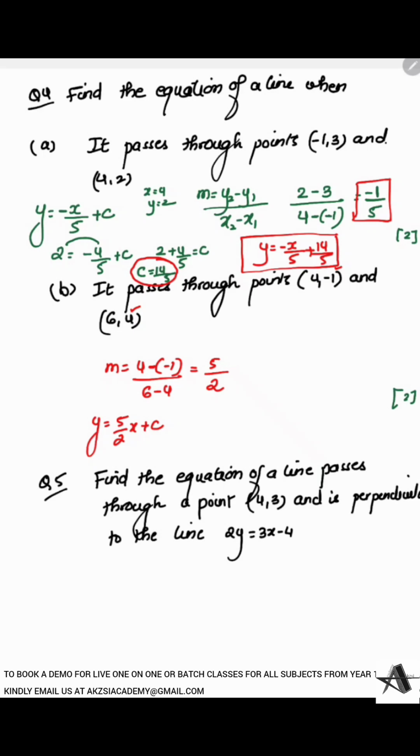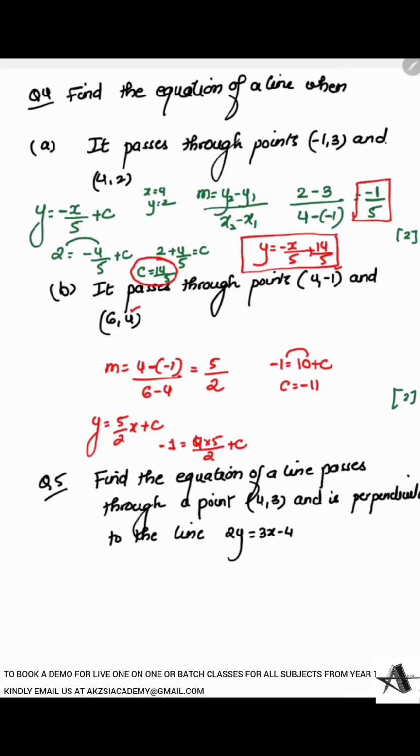Now just substitute any value in this equation to get the value of c. Any point, either (4, -1) or (6, 4). I am picking (4, -1). So y is -1 here and x is 4 here. So -1 = 4 × 5/2 + c, which is -1 = 10 + c. Bringing it here, c is -11.